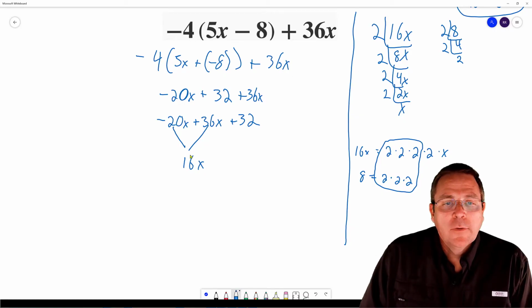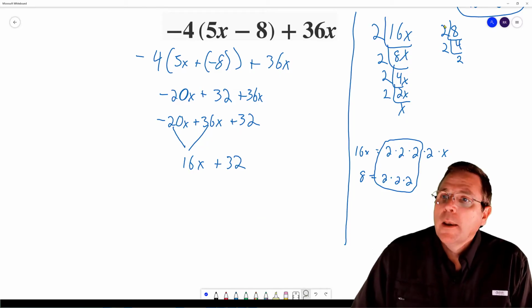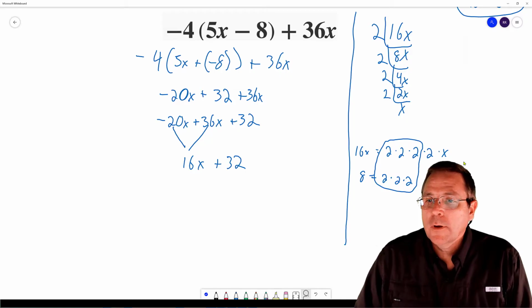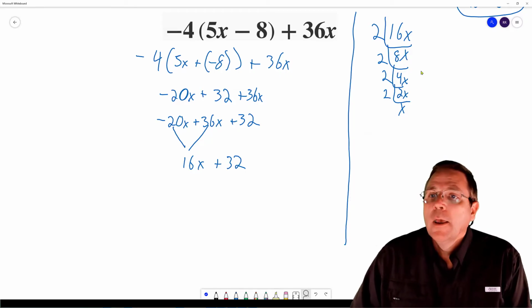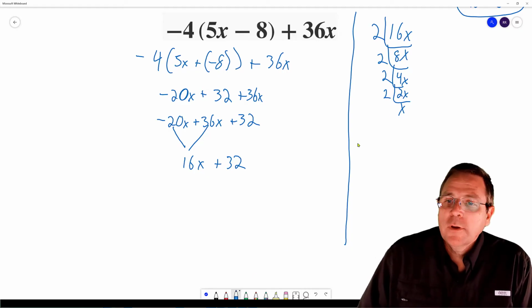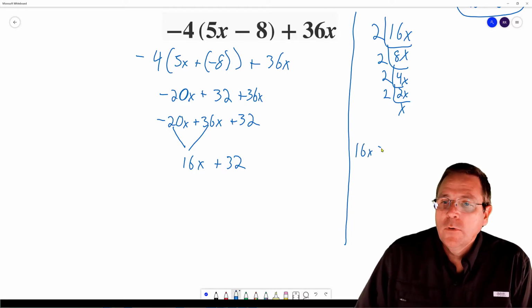That's going to give me a +16x plus 32. Now if you take a look, I'm going to delete what didn't work here because I did screw some stuff up on that one. I have my 16x prime factored, which means that 16x is going to equal 2 times 2 times 2 times 2 times x.